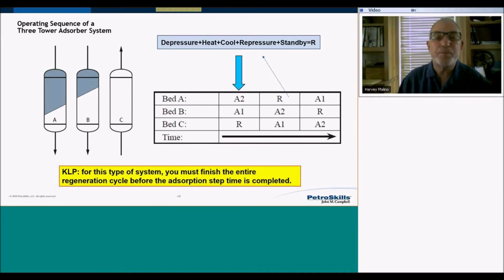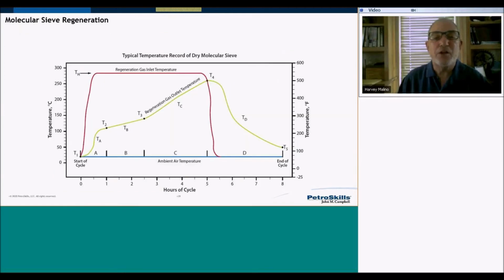Let's talk about thermal regeneration. Here we have temperature versus hours of cycle, and we show a few different charts over here. The red line is the temperature at the outlet of the regeneration gas heater. So as soon as you start your cycle, your temperature pops up to about 288 degrees Celsius, 550 degrees Fahrenheit. The green line shows the temperature at the outlet of the bed during regeneration.